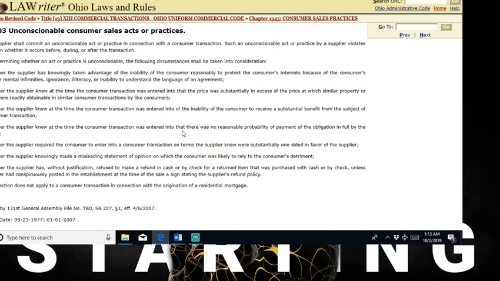So I'm just going over this. Whether the supplier required the consumer to enter a consumer contract on terms that the supplier knew were substantially one-sided in favor of the supplier. Whether the supplier knowingly made a misleading statement of opinion on which the consumer was likely to rely to the consumer's detriment.